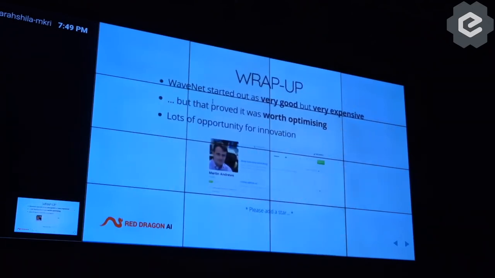Okay, so to wrap up, WaveNet started out very good, but super expensive. But because it was so good, it proved that it was worth optimizing, and there are a ton of smart people at these companies, in particular DeepMind and Google, who have actually done it. And now it's a viable product, whereas a year ago, in October 2016, it was a nice state-of-the-art result, but it wasn't practical in any way.